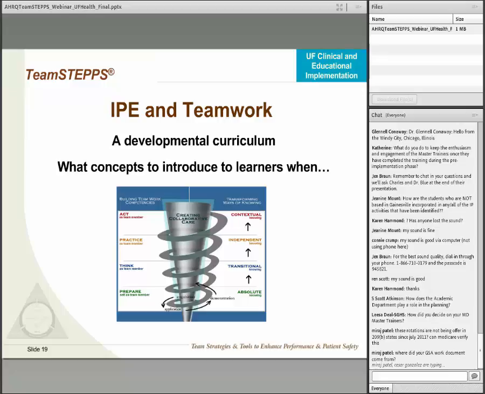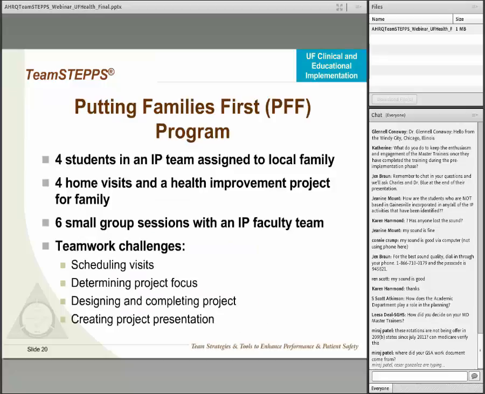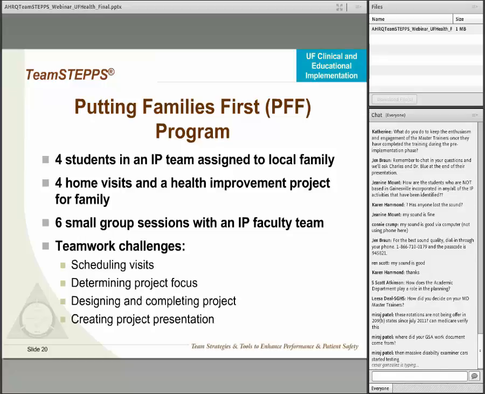I'm going to switch gears a little bit to talk about how we've been implementing this into the students' academic life. I had referenced at the very beginning our program, which we're calling Putting Families First, that it's been around for a long time. And our ad hoc faculty group recognized this really is a huge ship that would be very difficult to make dramatic changes with, because it's a wonderful experience for students.